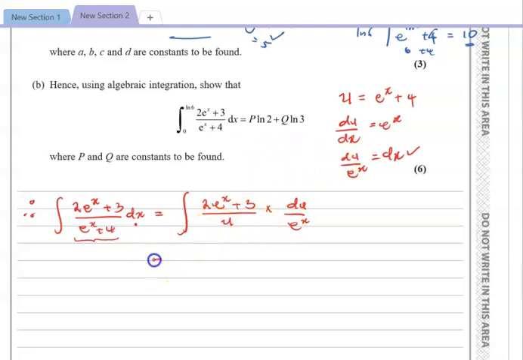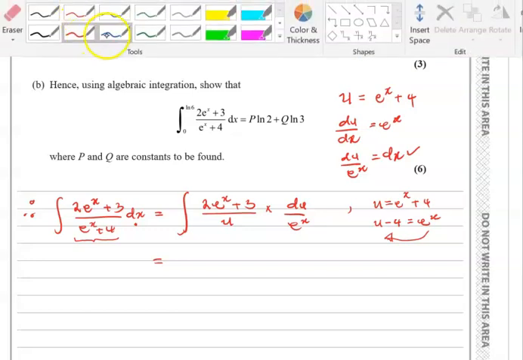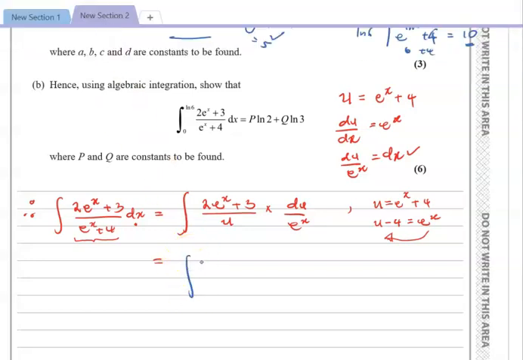Now you can see that nothing is cancelling out, but most of the time something has to cancel out. So you have to go ahead and say, because u is e^x plus 4, make e^x the subject. That means u minus 4 is equal to e^x. Now substitute into your integral. So our integral is 2 into e^x, where e^x is u minus 4, plus 3, over u multiplied by du over e^x, where e^x is u minus 4.